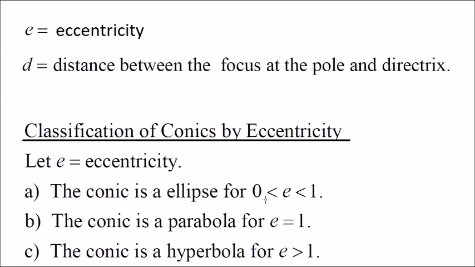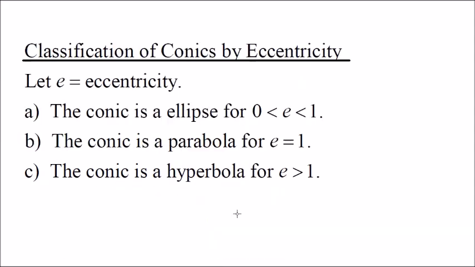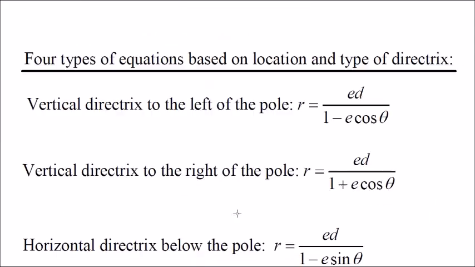Once again, if E is between 0 and 1, then we have an ellipse. If E is equal to 1, we have a parabola. If E is greater than 1, then we have a hyperbola. And now let's take a look at D.